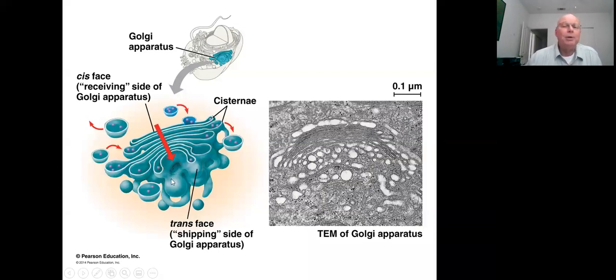Not all of it, but most of it is destined to go to the plasma membrane at some point in the life of the cell. So the transport vesicles from the rough endoplasmic reticulum arrive at the Golgi apparatus and merge, because it's a lipid membrane merging with a lipid membrane. So they fuse together to become incorporated into the folded membranes on the receiving side of the Golgi apparatus.